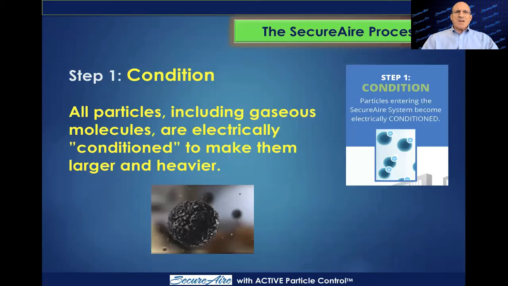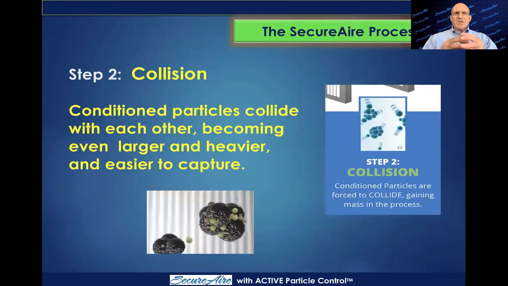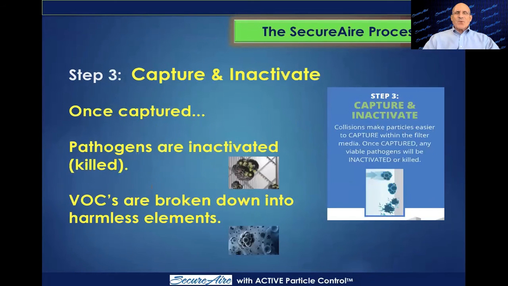So the 4 steps then are condition particles so that they're capable of being attracted to each other. Then we cause collisions. They collide, just like traffic on a highway where half the traffic puts on the brakes and the other half accelerates. They're going to collide. Two cars are bigger than one. Then we're going to capture these things in our cartridge and we're going to kill them if they're living, and we're going to inactivate them if they're not alive, with potential of doing us harm, like a virus.